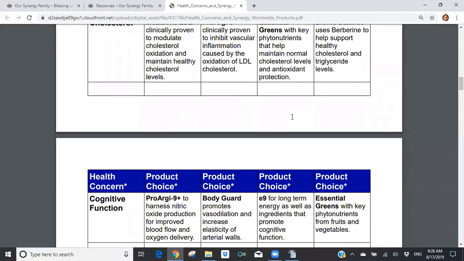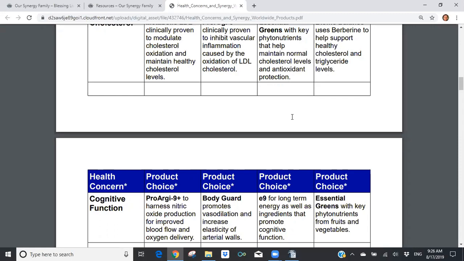Cognitive function is all about blood flow. I have never yet seen a scientific study done where blood flow to the brain was improved and cognitive function did not also improve. I've never seen a study that did not show that. So anything that you can do to improve blood flow to the brain improves cognitive function. Progeny Plus, it's all about blood flow. The Bodyguard, again, improves vasodilation and increases the elasticity of the arterial walls.